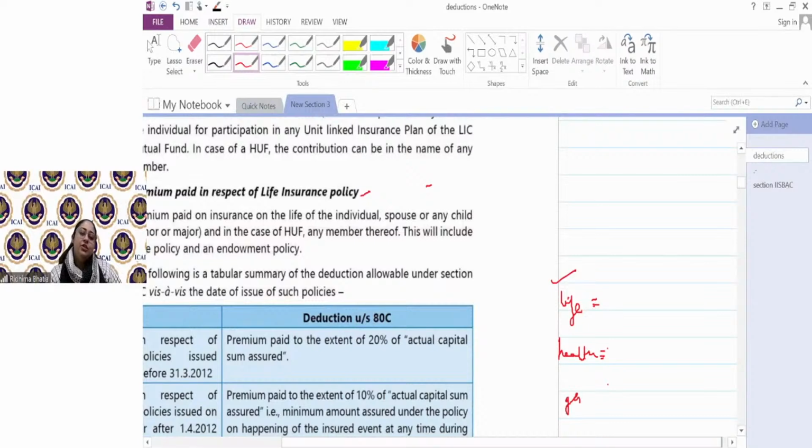And then there is general insurance like theft, like car insurance, etc. These are there for that particular asset and for certain types of incidents, or stock insurance. Life insurance is covered under 80C, health insurance is covered under section 80D, and general insurance is not covered anywhere. I don't want my students to not understand what life insurance means.